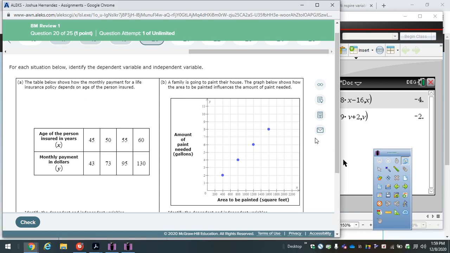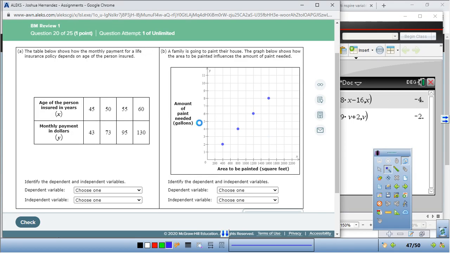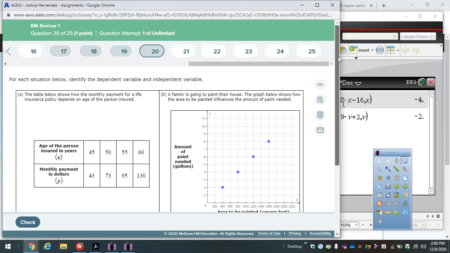Domain. Let me see. So, age of the person, dependent. Oh, wait, independent. That's your x. Independent. This one or that one. Area, independent. Dependent.